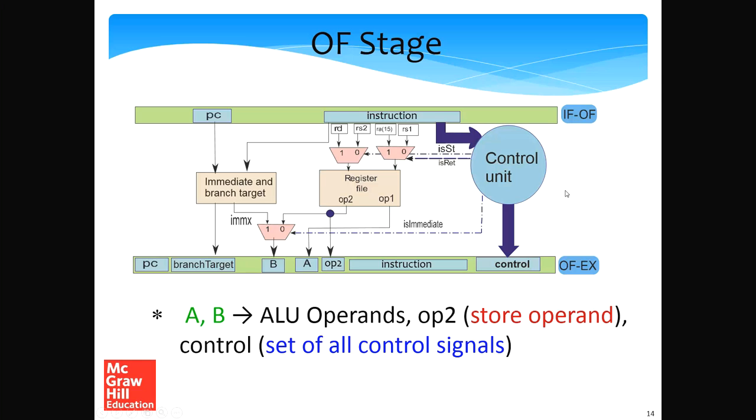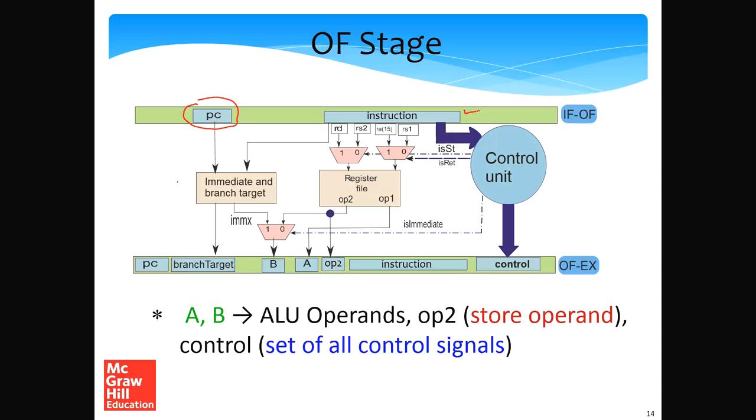Let us now consider the OF stage. So the OF stage begins from the IF OF register. What did we get from the previous stage? We got the program counter, the PC, from the previous stage, right? So this is what we got. And we got the instruction packet from the previous stage. So this is one more thing that we got from the IF stage.